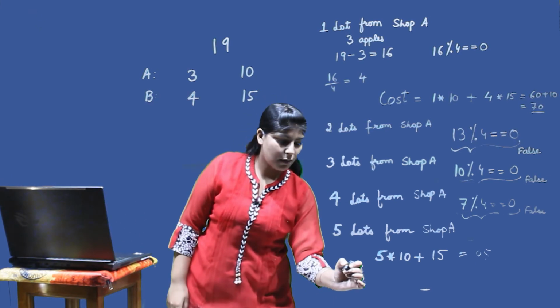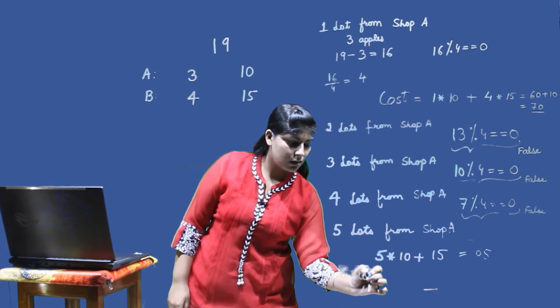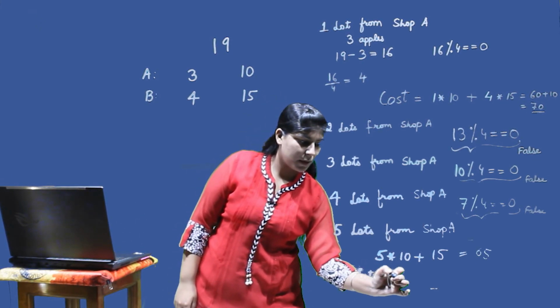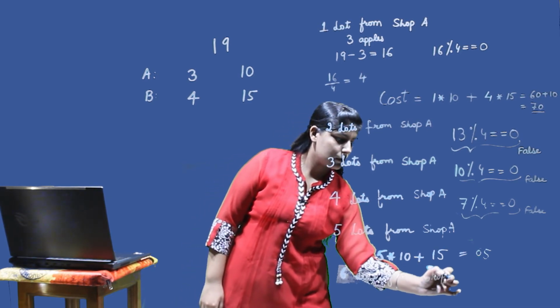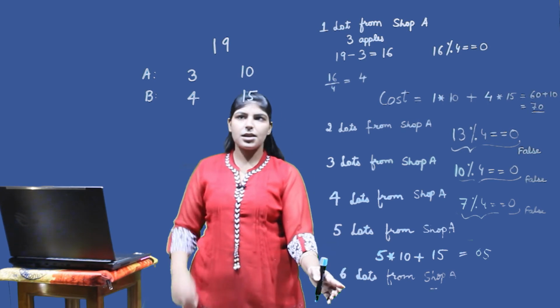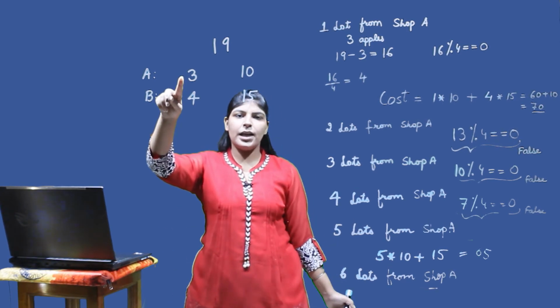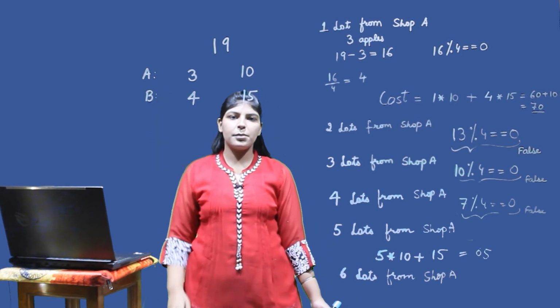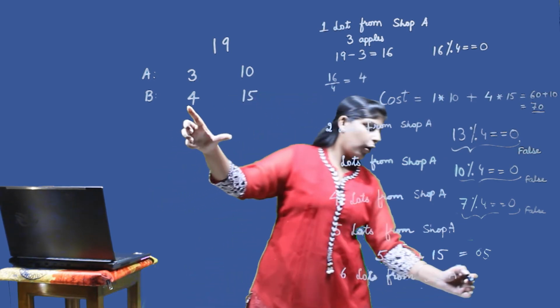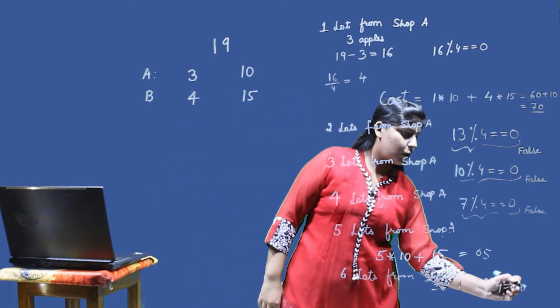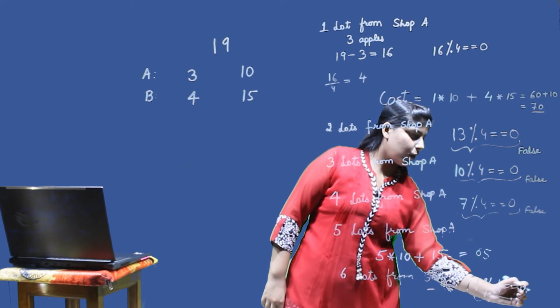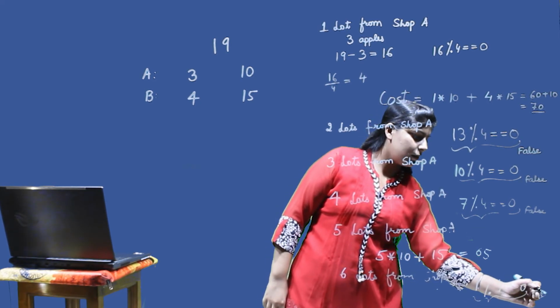Next, let's say Kazama buys 6 lots from shop A. In this case, Kazama will get 6 into 3, 18 apples and 1 apple will be remaining. 1 apple cannot be bought from shop B. So 1 mod 4 equal to 0 will give me false. So I cannot buy it from shop B.